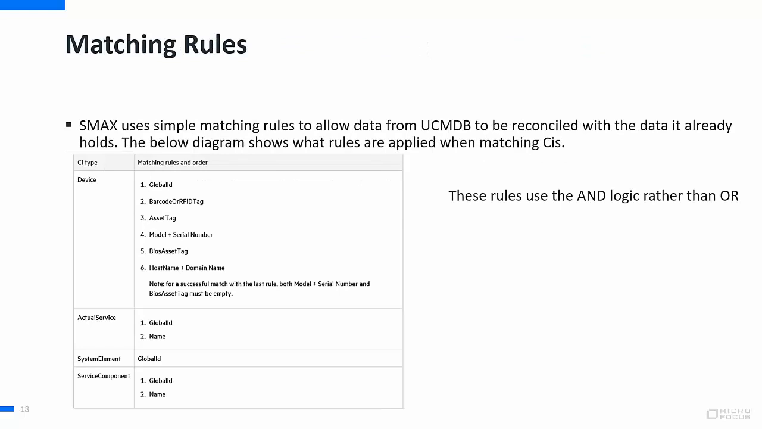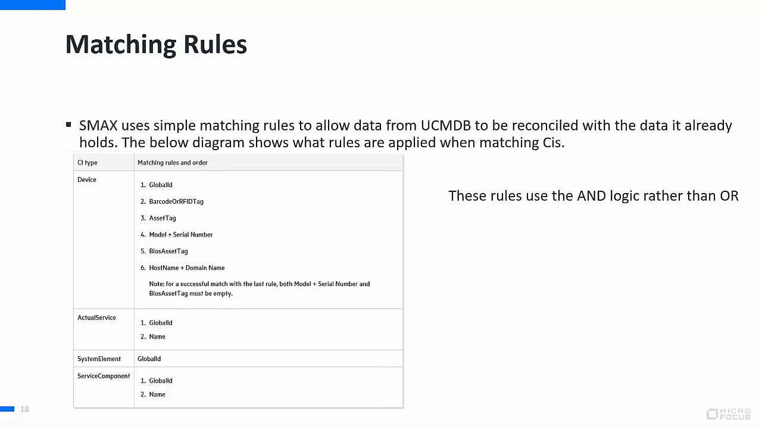To help understand how some of the actual matching is done, I just thought I'd put in the actual matching rules to basically give an idea of how complex or not so complex it is, depending on what type of CI information is being passed across. From a device point of view, there are quite a few rules that get applied. It will expect to find the global ID, if there's a barcode, if there's an asset tag, model or serial number, BIOS tag, the host name and domain name.